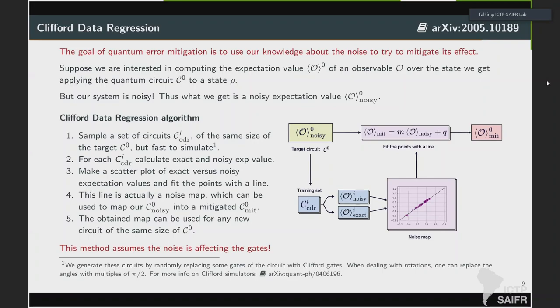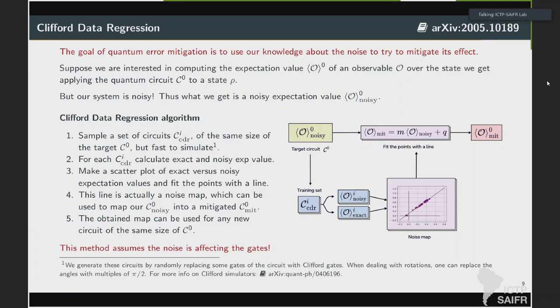So what you do is to compute the expectation value for all these circuits, both exactly simulating and with noise on the device or simulating with noise. So you get these two big sets of results. The noisy results on the x-axis, the exact results on the y-axis. You plot these points, expectation value noisy versus expectation value exact, you get a cluster of points. And typically, because of this kind of setup, you will see these expectation values distributed along a line, but it can also be a more difficult distribution if you want.